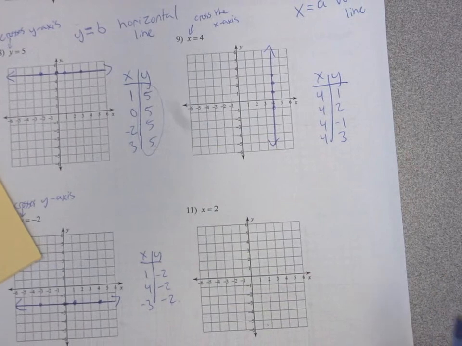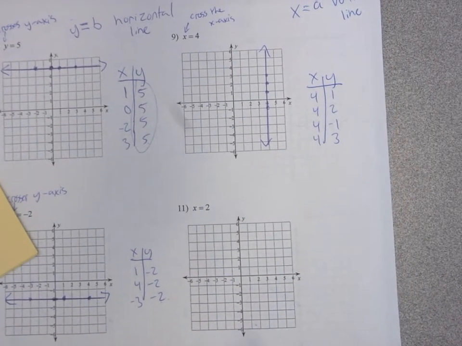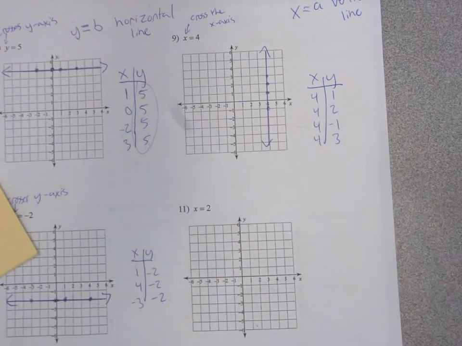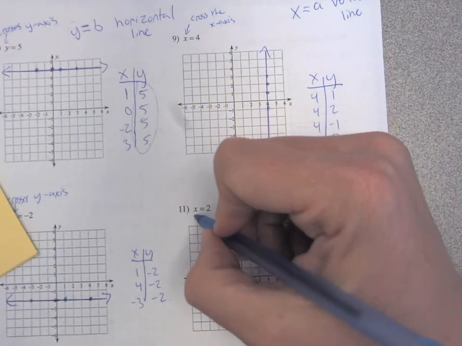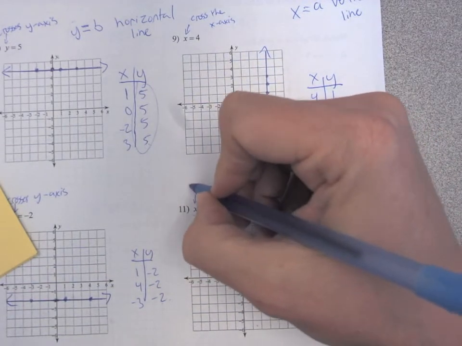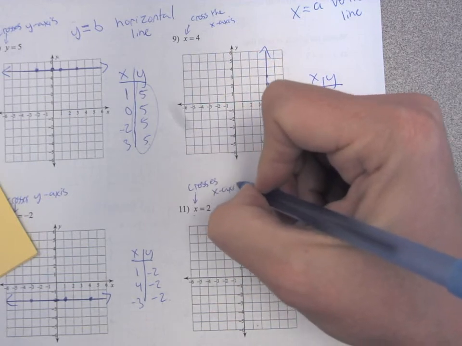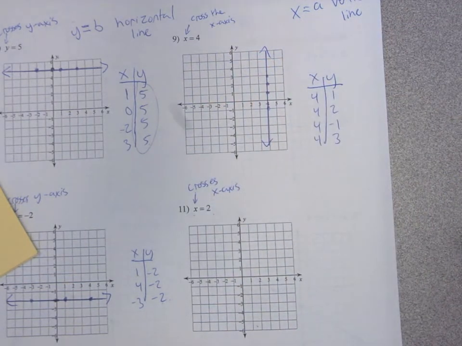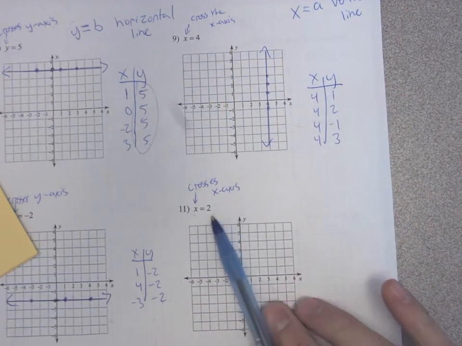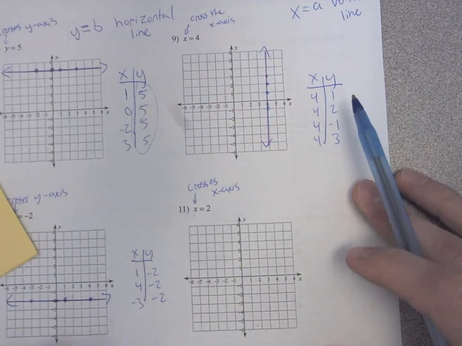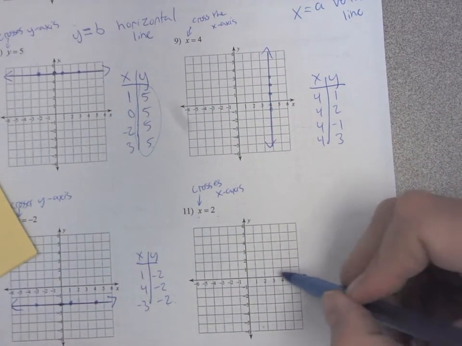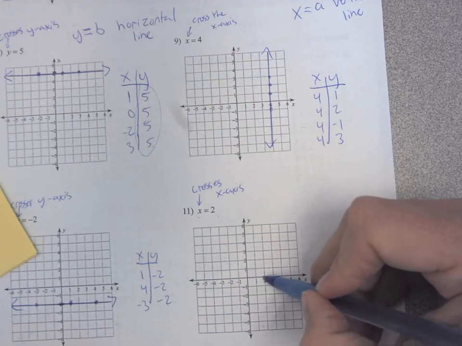Okay, now for 11, same idea. We don't need to make a new table. We could if we wanted to, but the idea is you see this x equals number, and you're like, okay, this is the axis that it crosses: x-axis. And it specifically crosses at 2. Okay, so if you go down here and say, okay, here's the x-axis. It crosses the x-axis at 2.